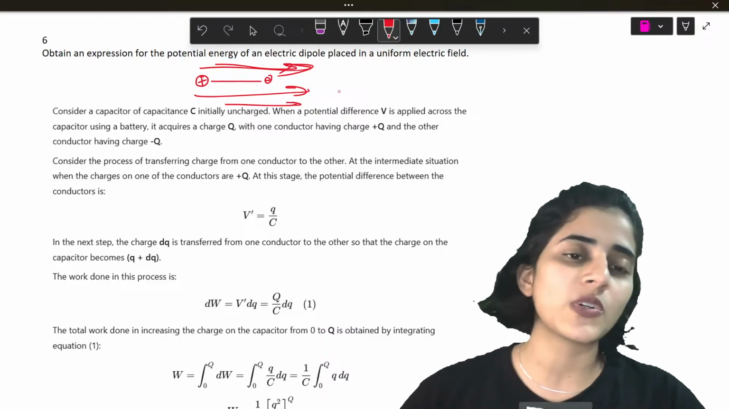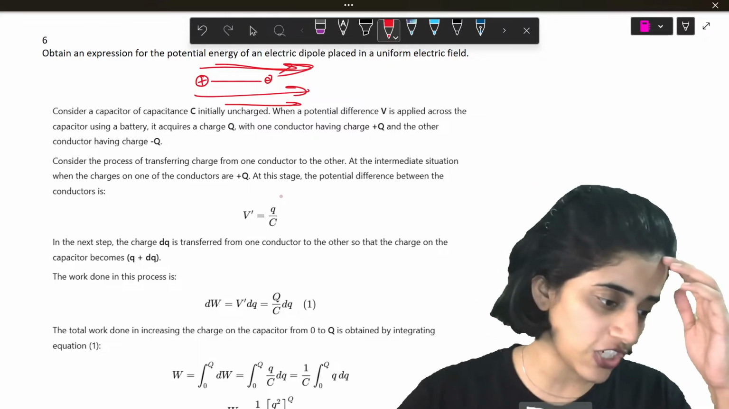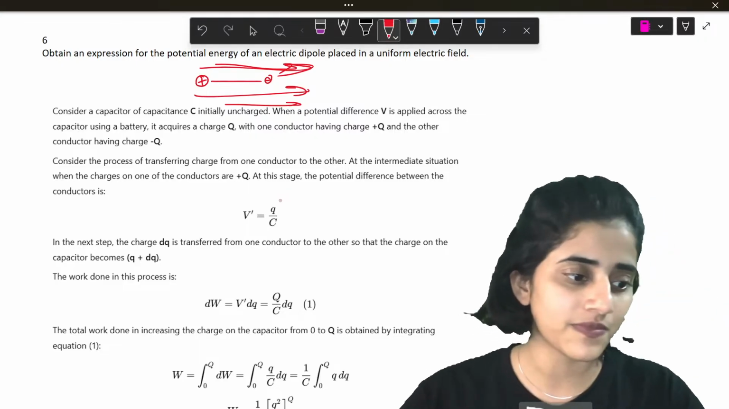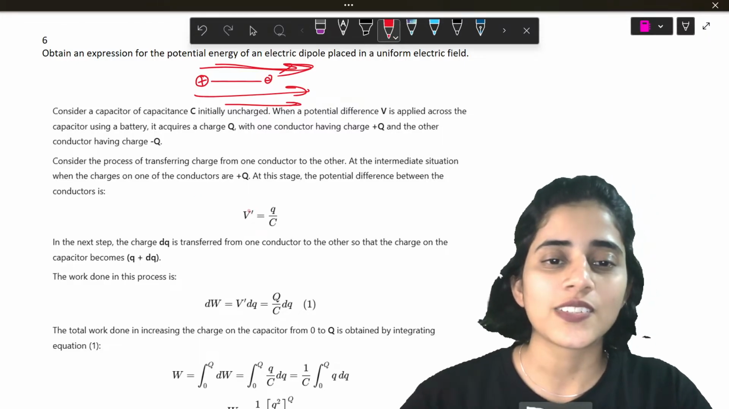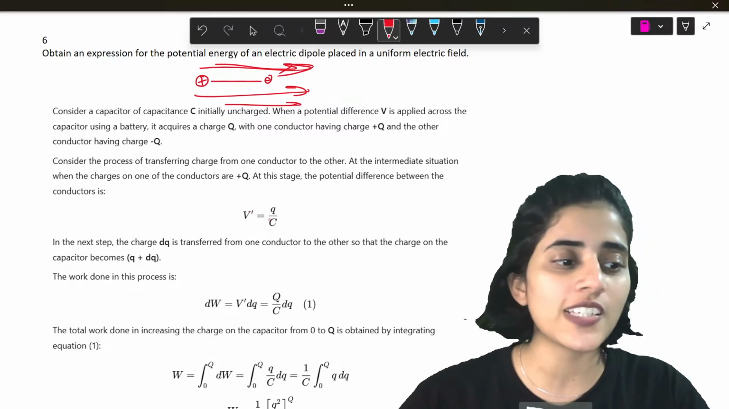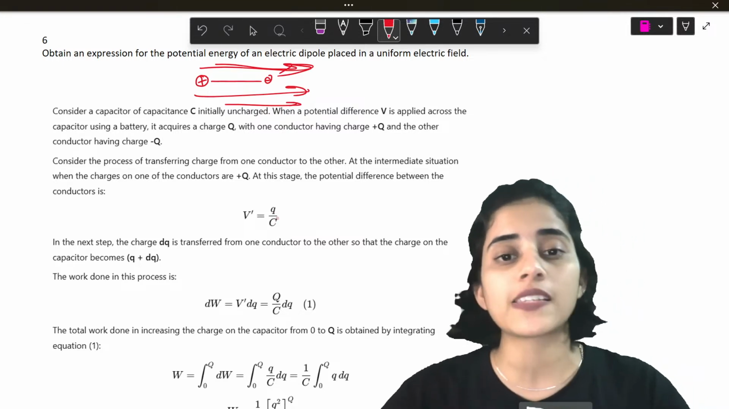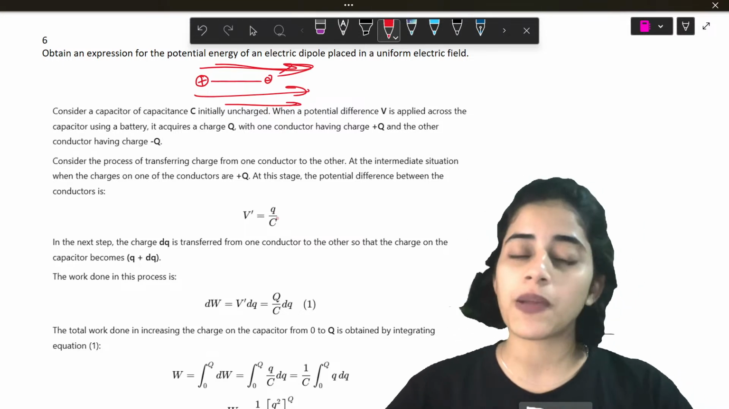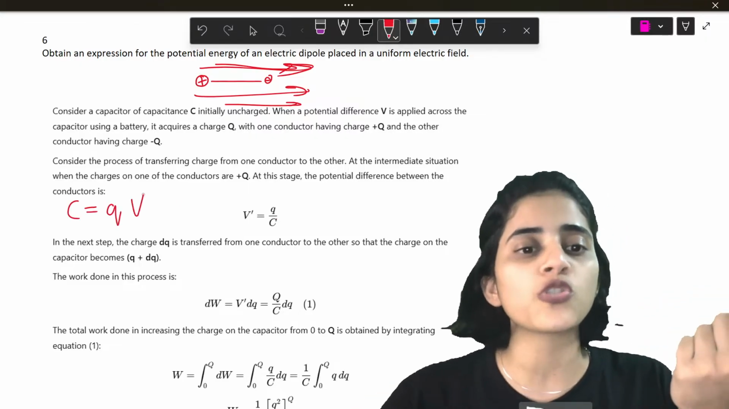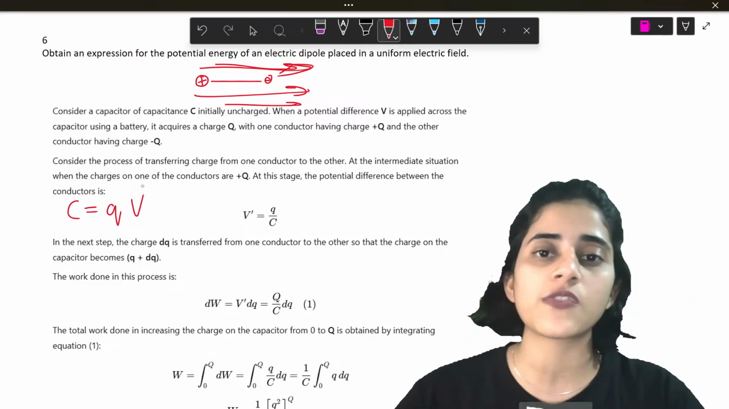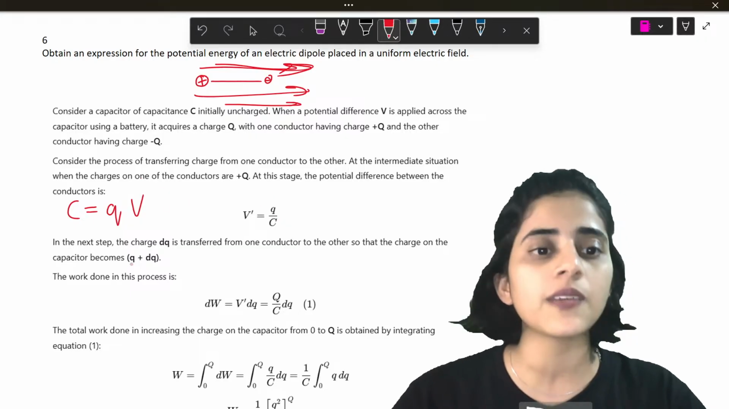Now, what we will do is, we will first take the formula for potential. Okay, so potential is what? Potential is Q by C. This is the formula from capacitance that we have already learned. Capacitance C is equal to Q by V. You should know this formula. C is equal to Q by V is the formula for capacitance. So from that, V is equal to Q by C.